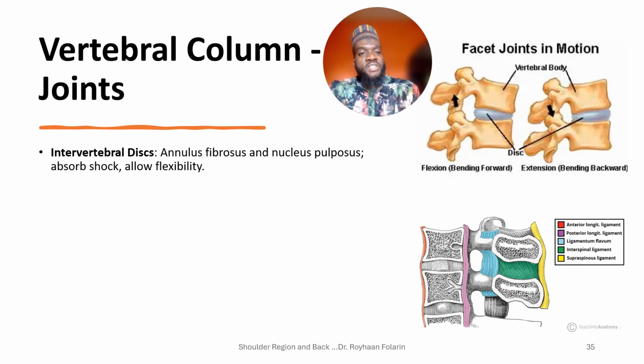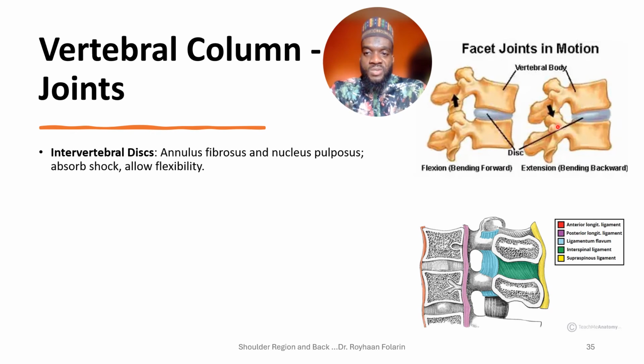Also, vertebral column joints. Factors that contribute to these include the intervertebral discs, which we have here: the annulus fibrosus and the nucleus pulposus, which make up this disc. They absorb shock and allow flexibility. Flexion will be bending forward. During flexion, when the person bends forward, you have this kind of movement, and it increases the intervertebral space, and then the arch of the vertebra moves upward while the vertebral body goes down.